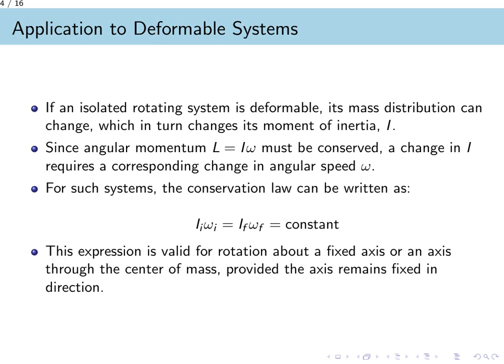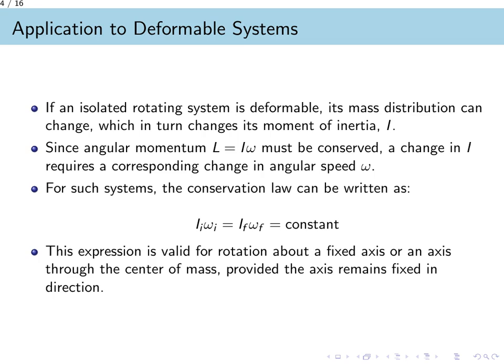These are systems that can change their shape, which in turn changes how their mass is distributed around the axis of rotation. First, recall that for an isolated system with no net external torque, the total angular momentum must remain constant. Angular momentum, L, is the product of the moment of inertia, I, and the angular speed, omega. If a rotating system changes its shape, like an ice skater pulling in their arms, its moment of inertia, I, changes. For the skater, pulling their arms in decreases their moment of inertia.